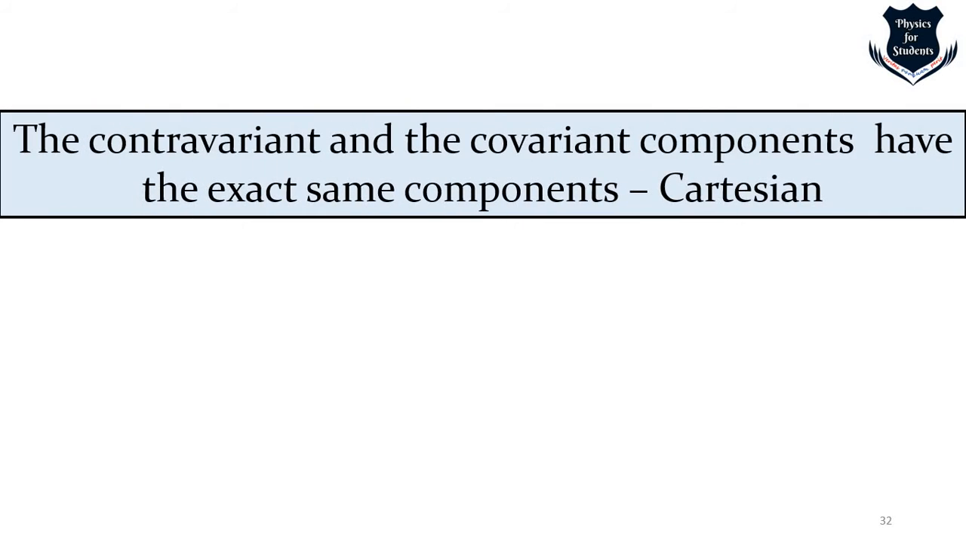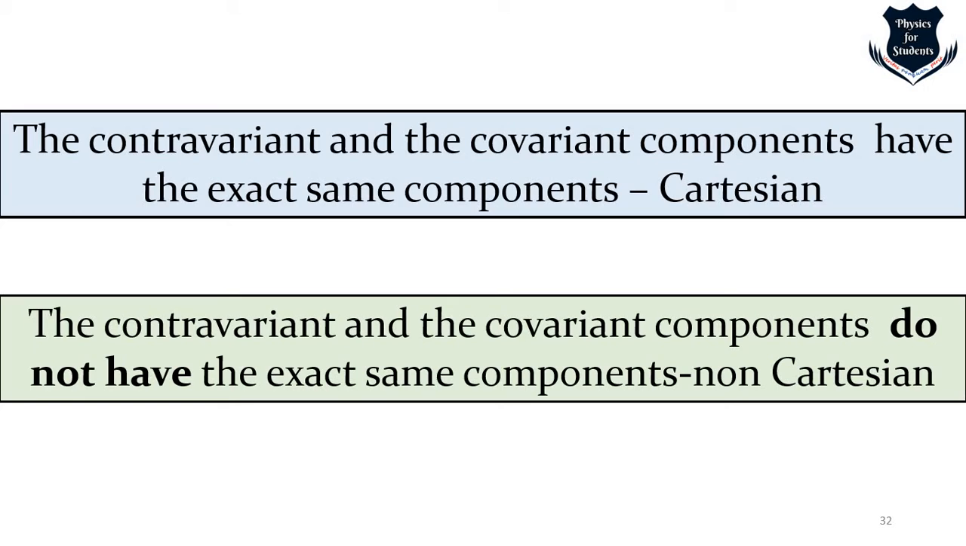So we say that the contravariant and the covariant components have more or less the same components in Cartesian, which is not the case in a non-Cartesian coordinate system or a non-Euclidean geometry. This is something we already know, that contra and covariant for a Cartesian is the same, for the non-Cartesian it is not the same. But the question is, can we prove it? Can we show it with simple examples?